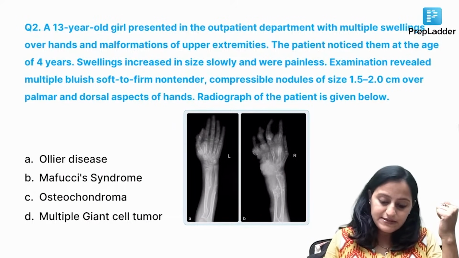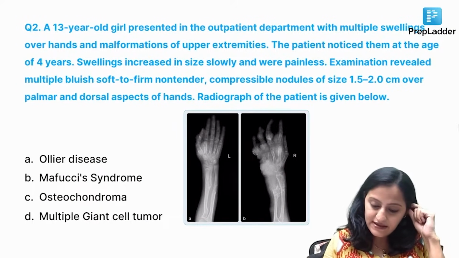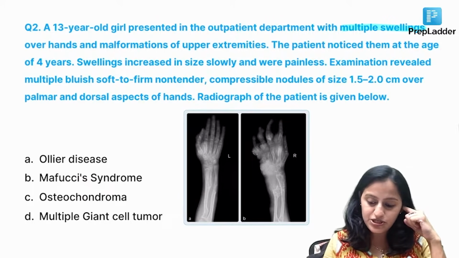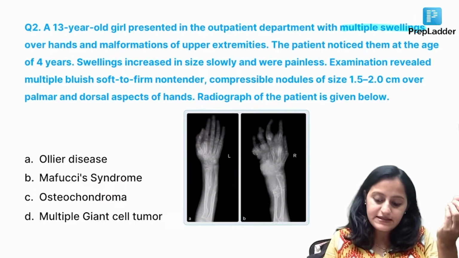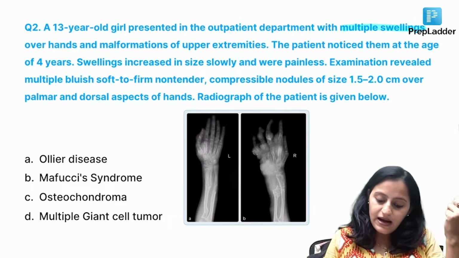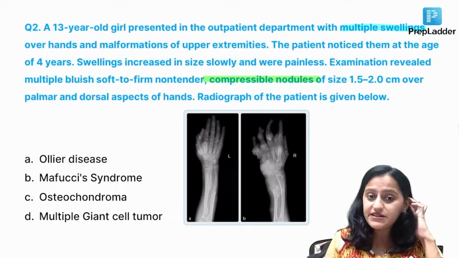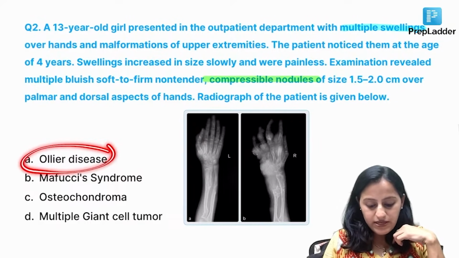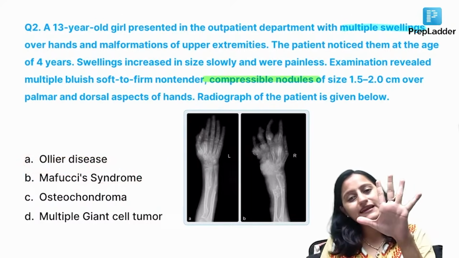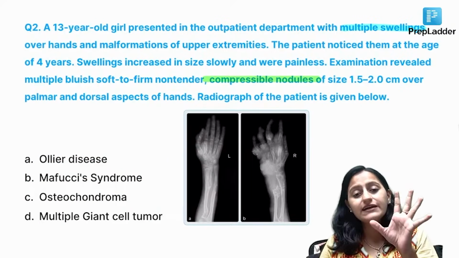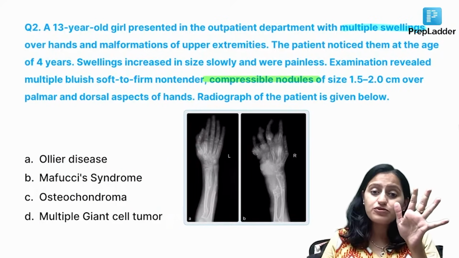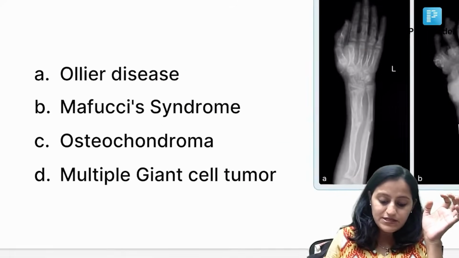Going on to the next one. What do you think is the answer to this question? There are multiple swellings which are increasing in size. There are compressible nodules also which are present. A radiograph is given. So what is this? Is it Ollier's? Is it Maffucci's? When the hand x-ray is given, with the small bones of the hand, you are thinking of enchondromas. What is Ollier's and what is Maffucci's?